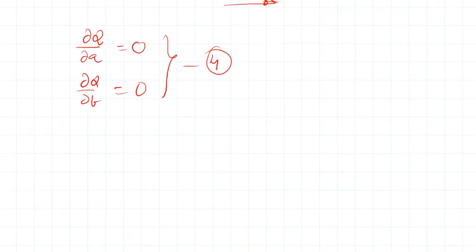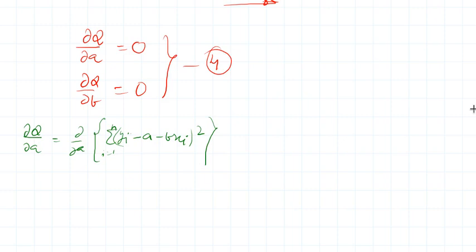So first of all, let me calculate the partial derivative of Q with respect to A, which is the partial derivative with respect to A of the summation of yi minus A minus B xi, whole square, where i varies from 1 to n. And let me open it up. So it is the partial derivative with respect to A of y1 minus A minus B x1 whole square plus y2 minus A minus B x2 whole square plus, and so on.